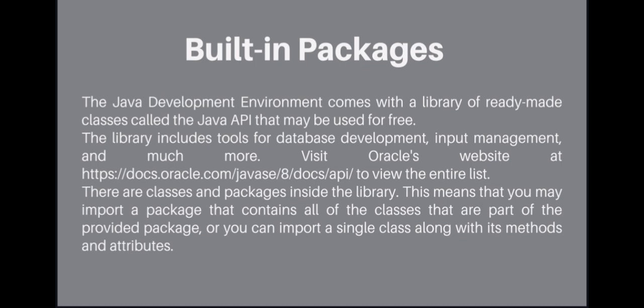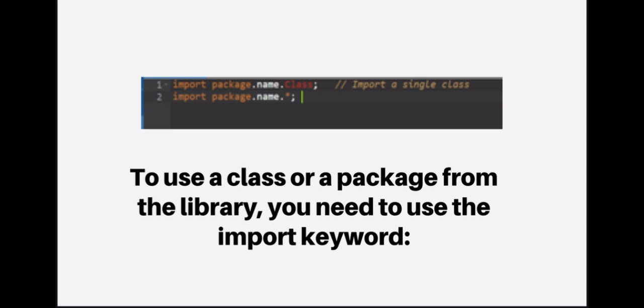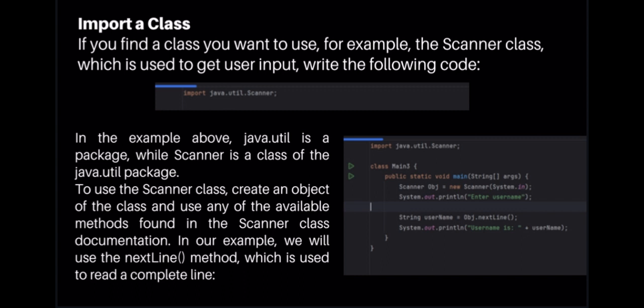To use a class or package from the library, we need to use the import keyword. We use the import keyword and then the package name, and we can import a single class, as we said before, or we can import all the classes that our library has. For example, we have a very commonly used package in Java. It's called java.util. That means Java utilities.